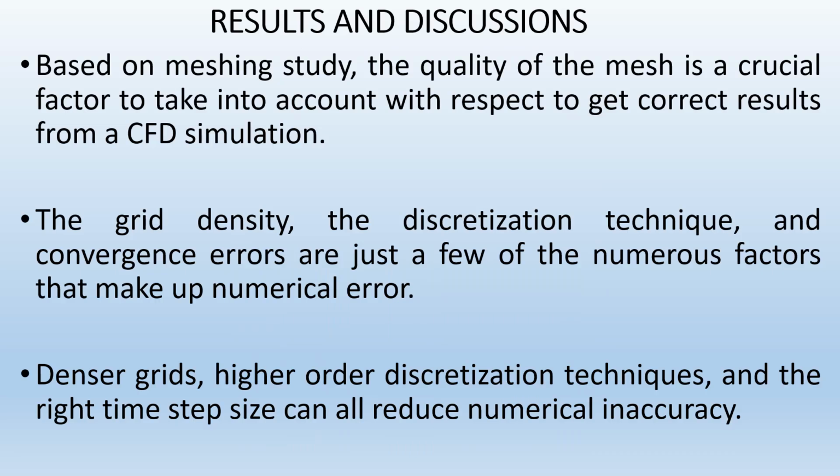Result and discussion. Based on past study, the quality of the mesh is a crucial factor to take into account in order to get correct results from a CFD simulation. The grid density, the discretization technique and convergence error are just a few of the numerous factors that make up numerical error. A denser grid, a higher-order discretization technique and the right time step can all reduce numerical error.